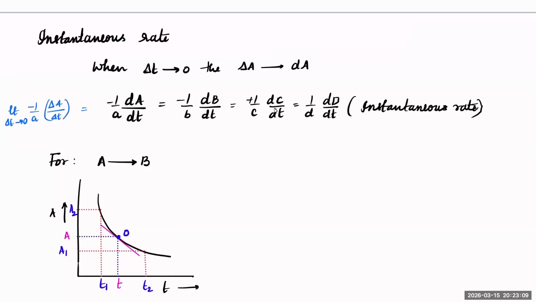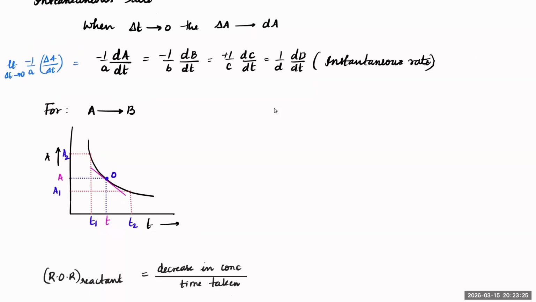Now, since we are relating with the rate of the reaction, I have to write it as minus 1 by a, dA by dt. Similarly, minus 1 by b, dB by dt, plus 1 by c, dC by dt, and 1 by d, dD by dt. So this is what we call the instantaneous rate.